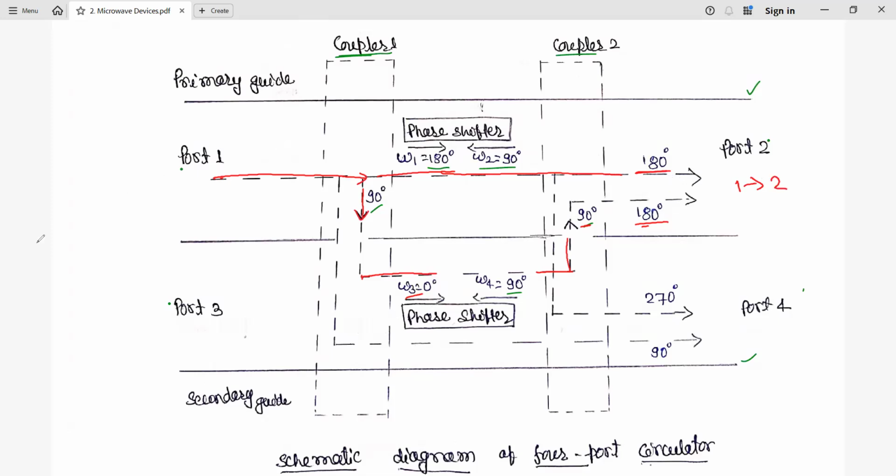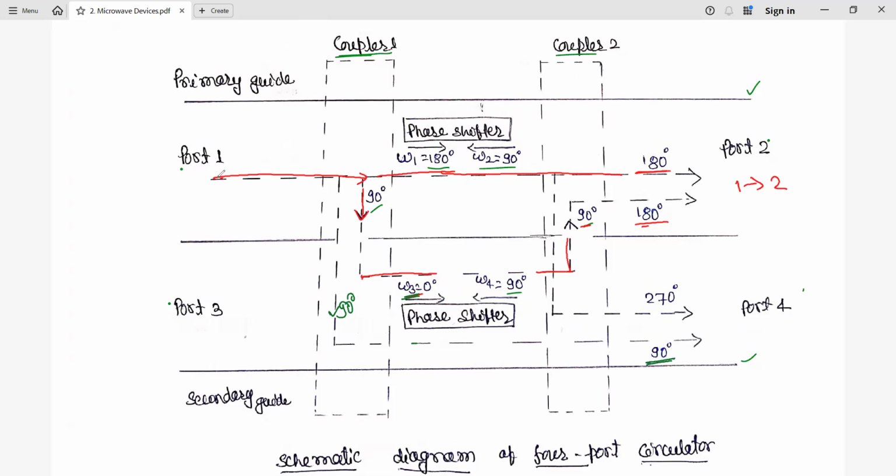Whereas in the second situation, what we are saying is, if the wave is going to pass from the primary waveguide, the coupler 1 to port 3, here we will have a phase shift of how much? 90 degrees. So the same 90 degree phase shift is going to occur till now, and here, left to right in the secondary waveguide, the phase shift is 0. So finally it is going to appear at port 4 with a phase shift of 90 degrees.